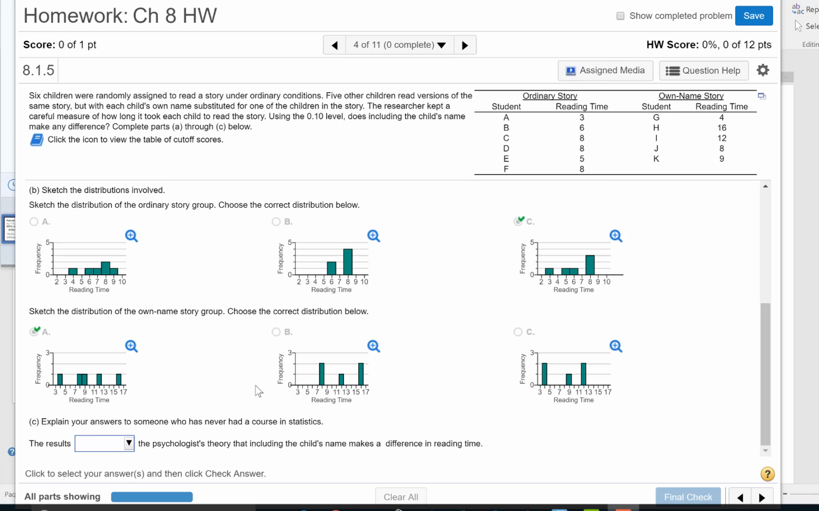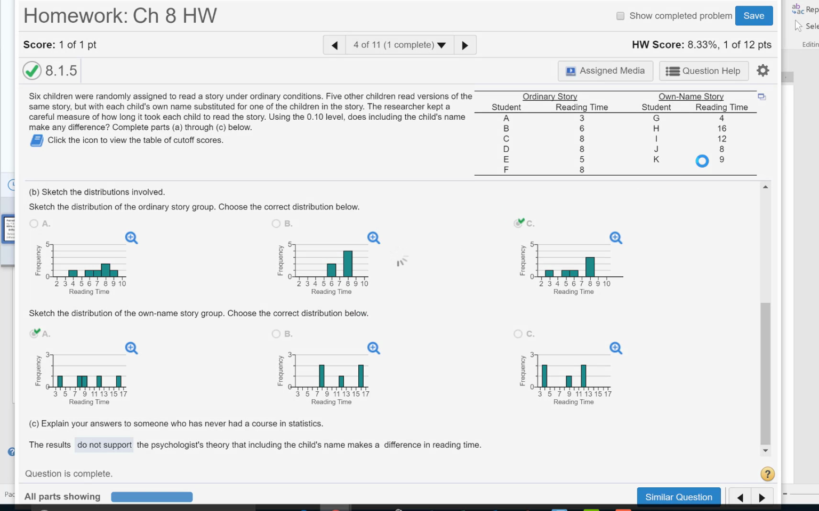Okay, now they want you to explain this to someone who's never had a stats class, but just understands a little bit. So our results do not support their theory that including the child's name makes a difference in their reading time. If I were going to add to that, I'd probably say that maybe a bigger sample size might yield some different results, because we've got a very small sample size, 6 in one and 5 in the other, and that may just not be enough to know. Okay, so I hope that helps.